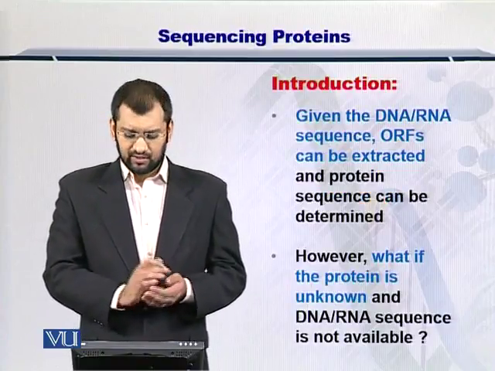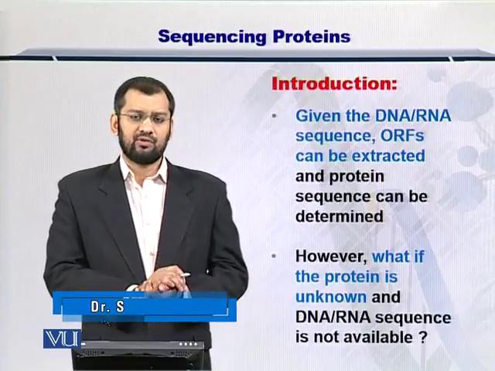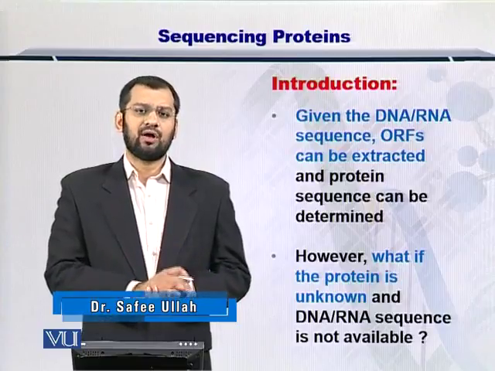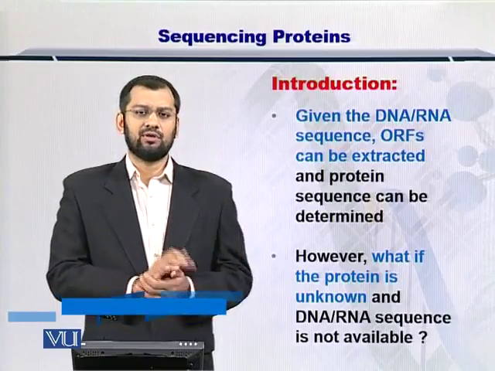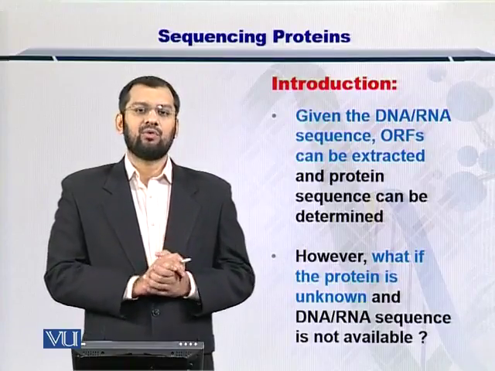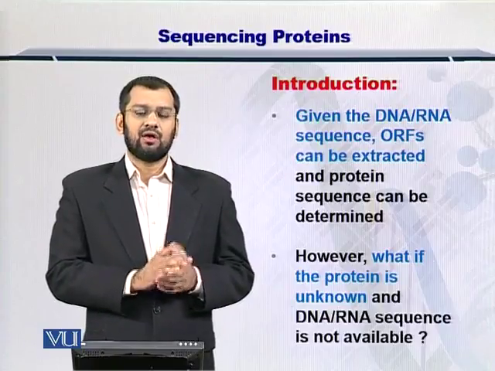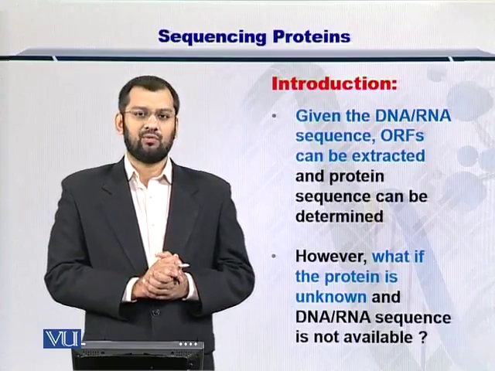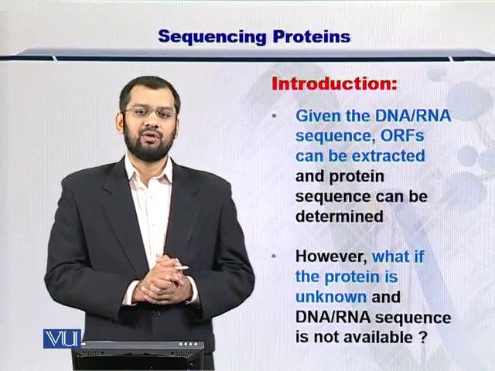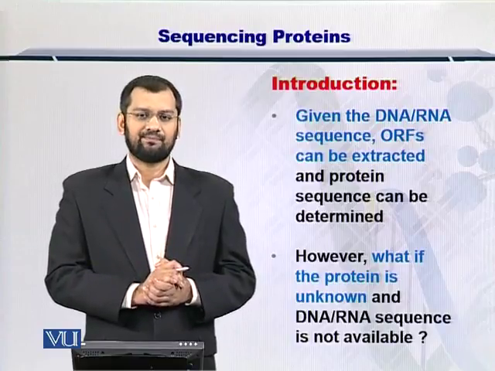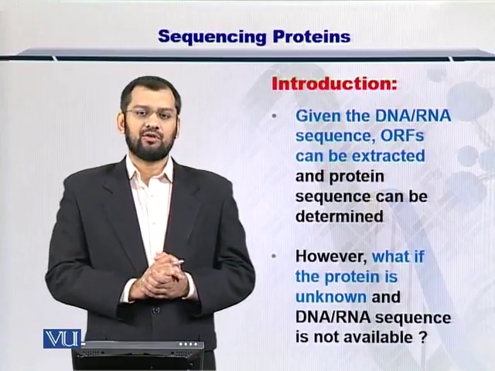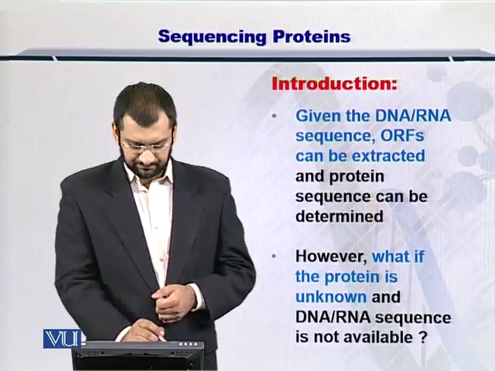As I just mentioned, given the DNA and the RNA sequence, it is very simple to actually find out the protein sequence. You just go and find the longest ORF, convert it into the amino acids by looking at the lookup table, and you are good. But in a situation where there are unknown proteins involved and you don't know which part of the genome or the RNA is actually coding for those proteins, then you are stuck. So to help you in that situation, there is a process known as the Edman degradation.